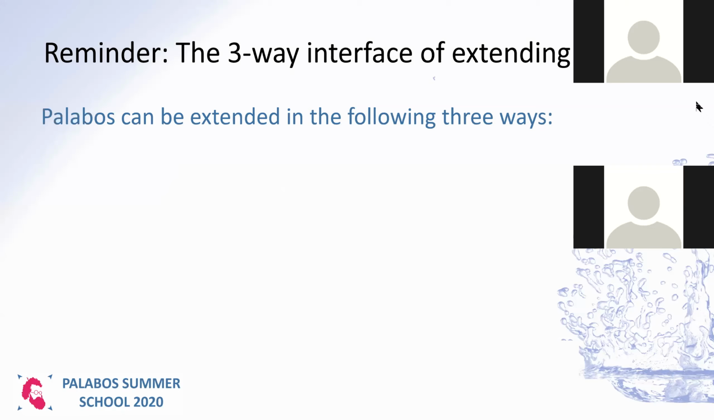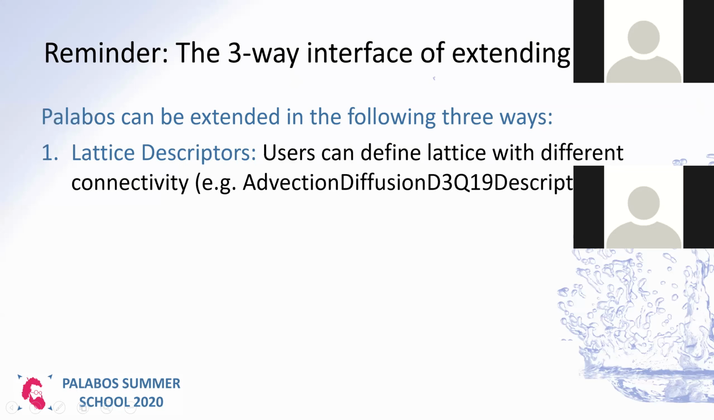There are three ways in which you can extend Palabos and write your own models. The first are lattice descriptors. The data structure on which you work when you run the Palabos simulation are multi-block lattices. They allocate data. And you can define how much data they allocate, how many populations, how much data additionally to these populations by writing a lattice descriptor. The lattice descriptor also describes the connectivity between cells and their neighbors and describes how data is moved during the streaming step.